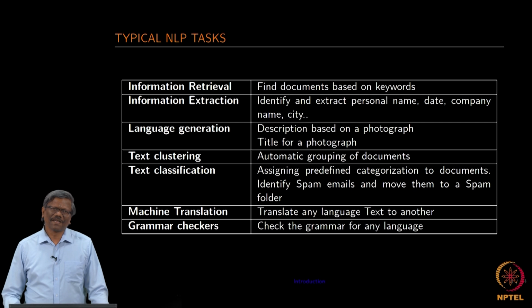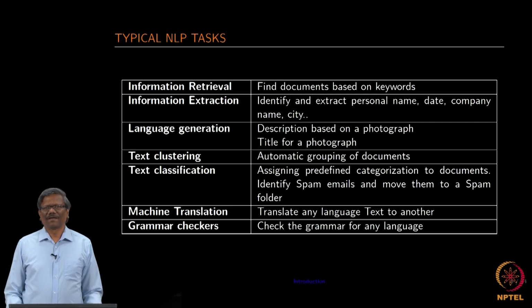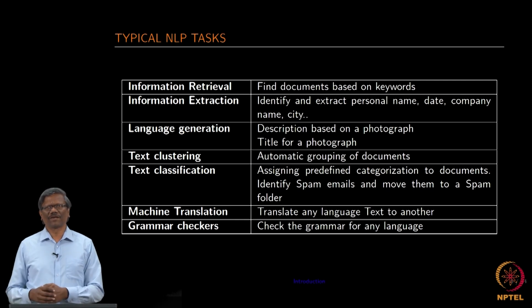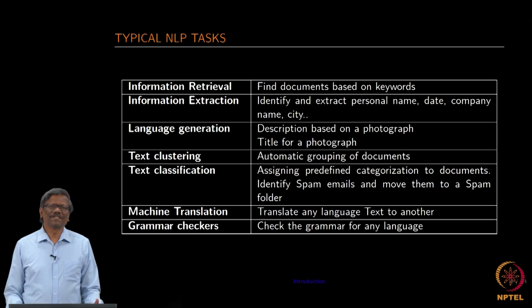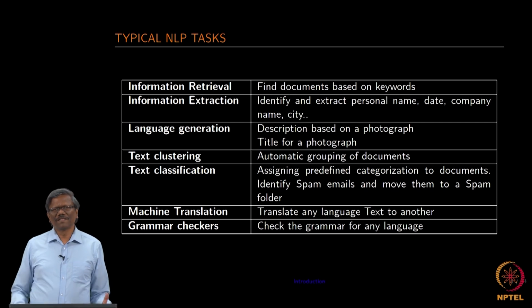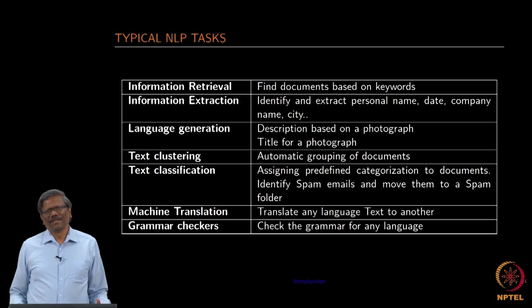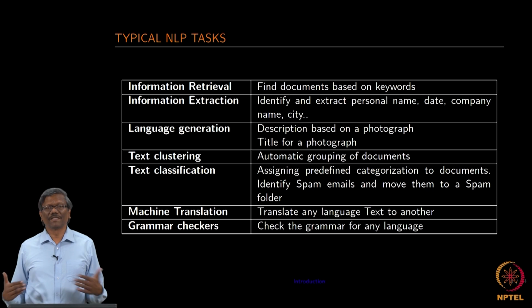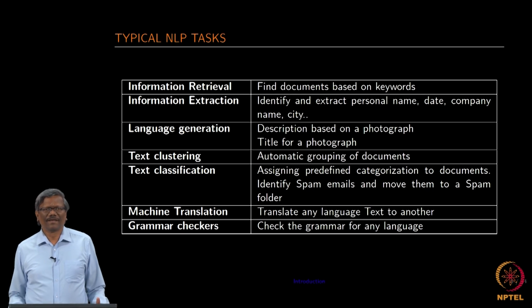And another one is text classification. This is something where you say, okay, classify these documents based on these types of keywords. If these types of keywords occur together, then it belongs to, let us say, a physics document. If these keywords occur together, then it could be a spam email and so on. And the next one is machine translation, which is very, very interesting. This is about translation of one language to the other. So for us to do that, the machine should be able to understand both languages. So how do you make the machine understand is part of the NLP task.